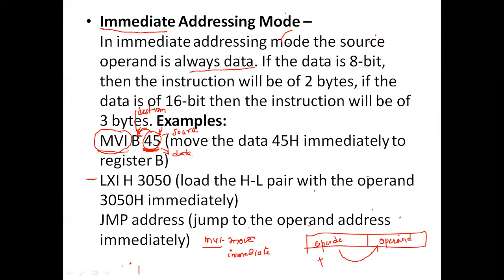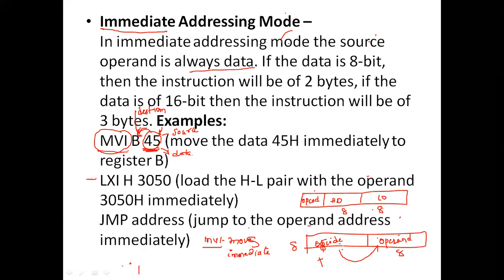If it is an 8-bit, we need 2 bytes of instruction, opcode and an operand. If it is 16-bit, like we have seen in the 3-byte instruction, there is opcode, higher order and lower order. Lower order 8 bits will stay over here, higher order 8 bits will stay over here if it is 16-bit data. If it is 8-bit data, here 8 bits are going to stay and this is the opcode we are going to perform. So this is the immediate addressing mode.